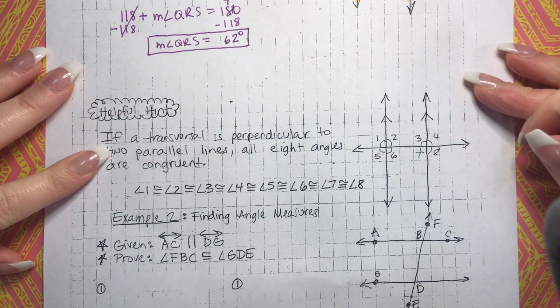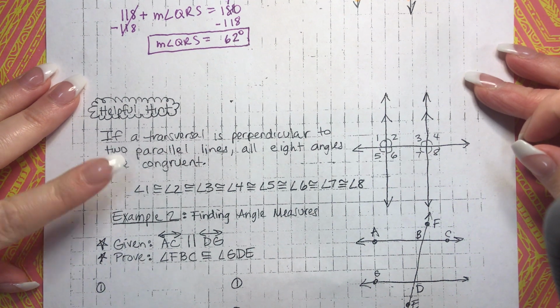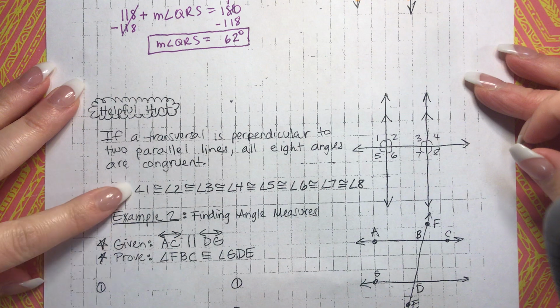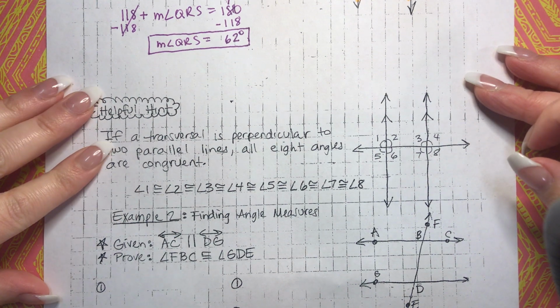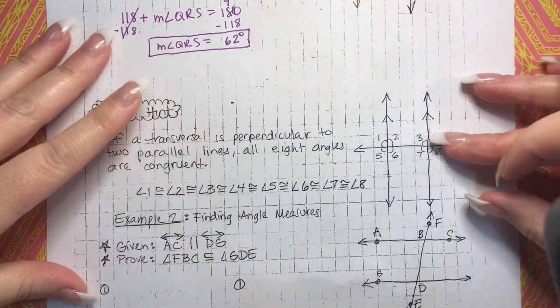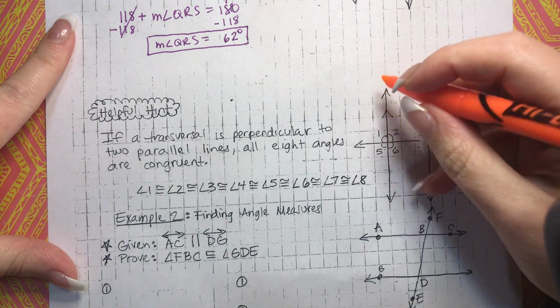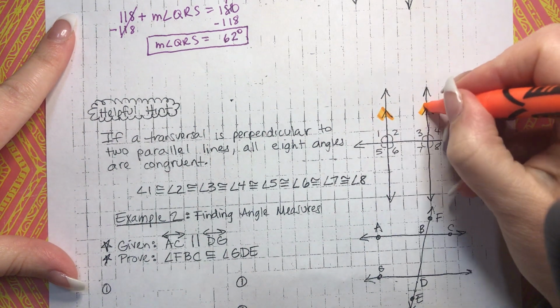It says, if a transversal is perpendicular to two parallel lines, all 8 angles are congruent. Okay, that's a lot of information. So if a transversal is perpendicular to two parallel lines. So first, let's look at this. Do we have two parallel lines? Yes, we do. We know by these marks right here. So these two lines are parallel.